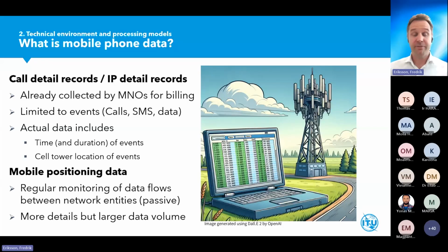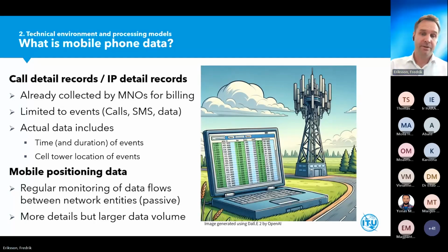Now, these can be very large data sets, but they don't necessarily have many columns, just a lot of rows. Except for the user, they often contain the time and duration of the event or activity and the location of the cell tower to which the user is connected. But there's also mobile positioning data, which is used in some of the use cases as well. The data is often generated by probes, which monitor the data flows across the network. So this can provide a lot more detail on where the user is, but the data volume is much higher.